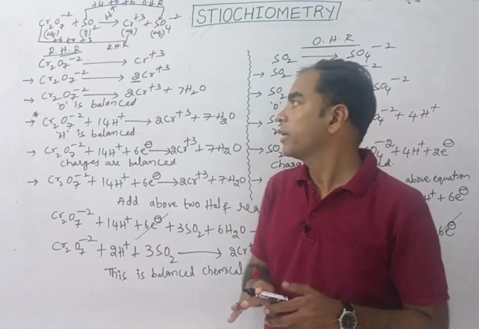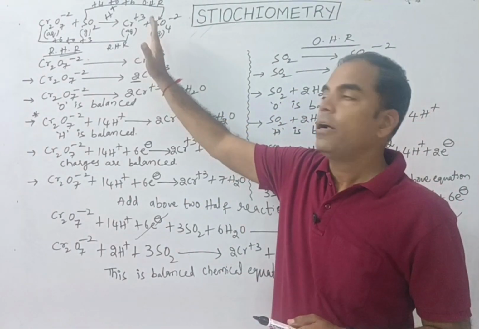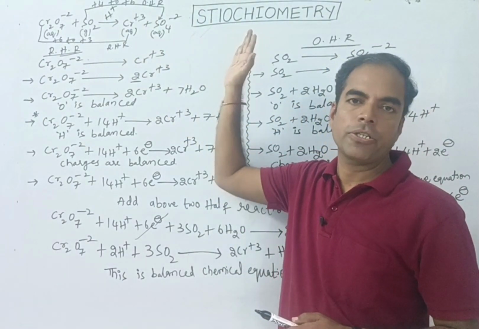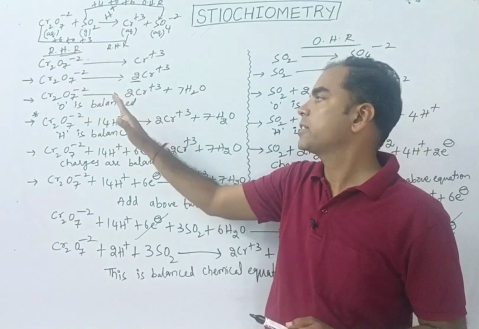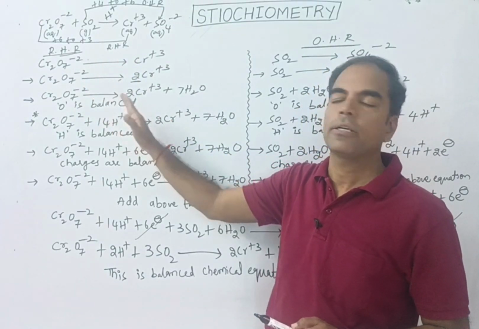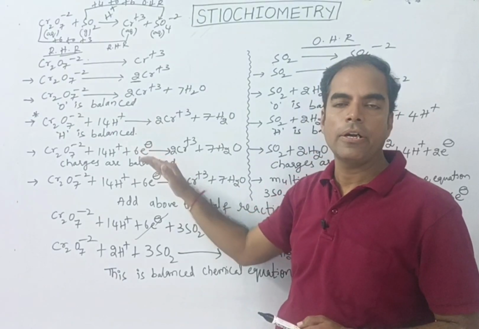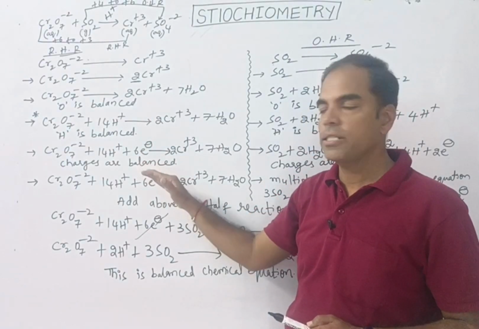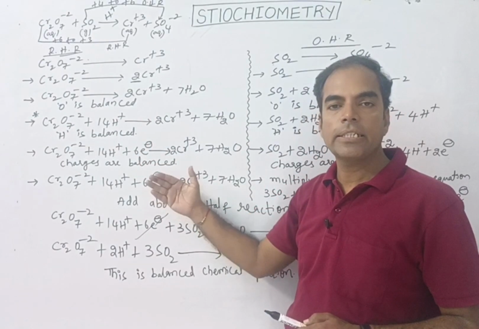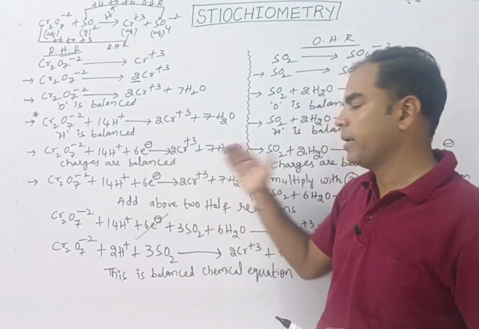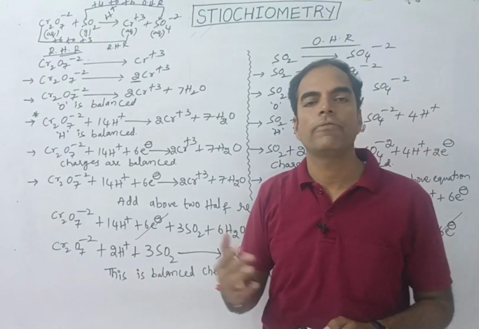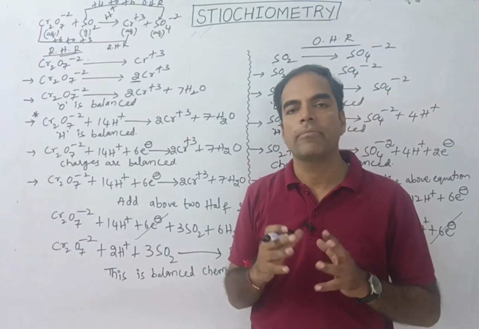Okay, students. Classify the oxidation reaction and reduction reaction, balance other than oxygen and hydrogen atoms. Next step, balancing the oxygen. Next step, balancing the hydrogen. After that, balance the charges, and next, equalize the number of electrons by multiplying with a suitable number, and then add the 2 half reactions. We get the balanced chemical equation.